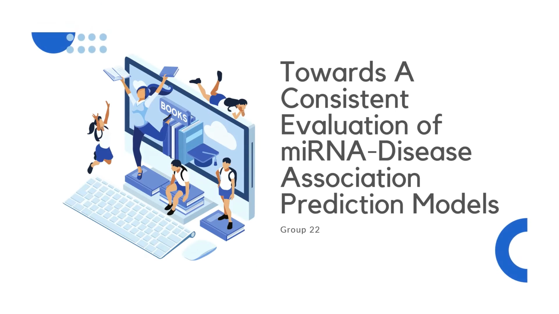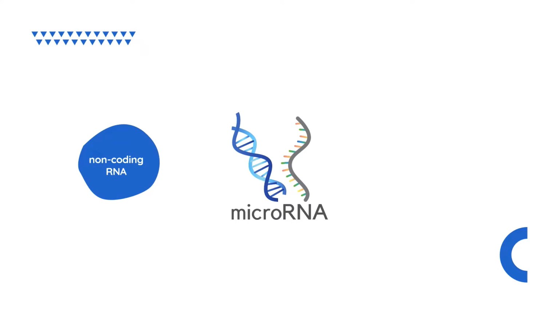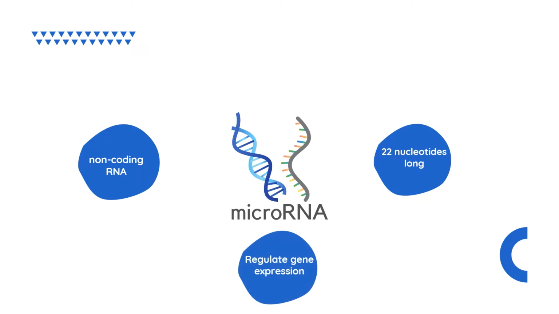Hello everyone. In this video, we'll talk about a paper entitled Towards a Consistent Evaluation of microRNA Disease Association Prediction Models. What is microRNA? It is a non-coding RNA with a length of around 22 nucleotides. It plays a role in regulation of gene expression. Thus, microRNA is a promising drug target.